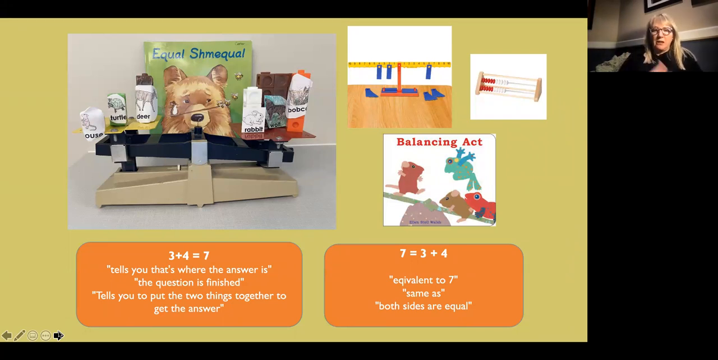And like Jen said, you'll get them all the way up into the higher grades. So, the equals tells you where the answer is. I thought that was interesting, that it was actually about place. The question's finished. It tells you to put two things together to get the answer. So when I put 7 = 3 + 4, and I had written down these definitions, I said, well, do these work now? Does that definition of an equal sign work in this case?